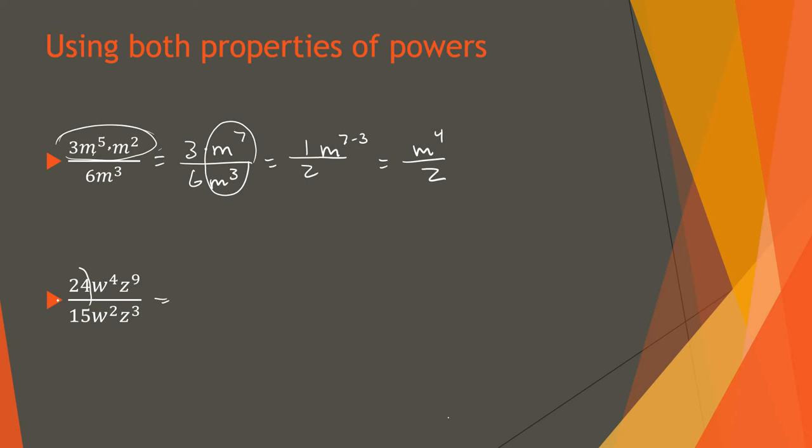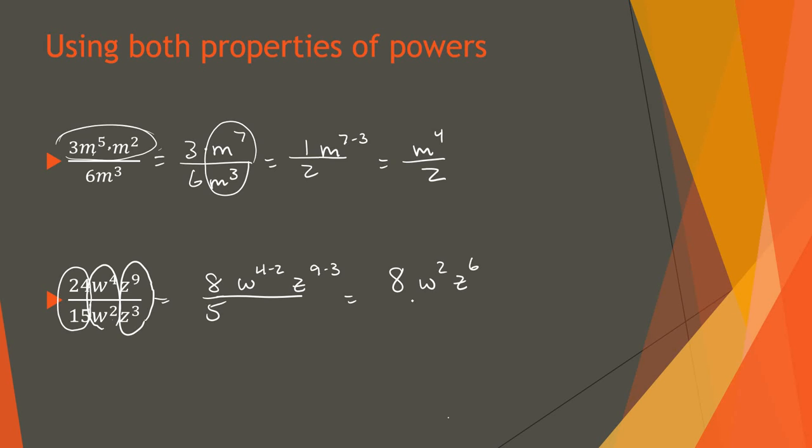So again, the 24 and the 15 act together, the w's act together, the z's act together. Same bases. 24 over 15 can be simplified to 8/5. w to the 4th over w squared would be w to the 4 minus 2. You notice how they come to the top. And z to the 9 minus 3. So I have 8w squared z to the 6th over 5.